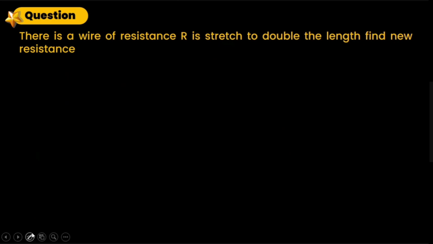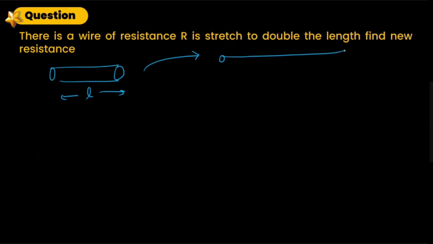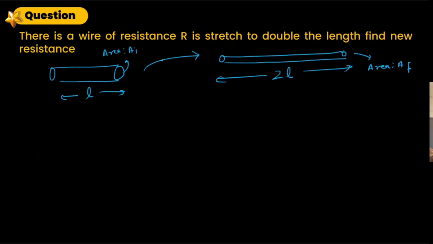The question says that a wire which has a resistance R is stretched to double its length. Like initially, this was the wire, it has some length L. We stretched it and it becomes twice its length, like 2L. So the area must have changed now. The final area would have decreased. So by what factor the area would have decreased and by what factor the resistance has changed, that is what we have to find here.